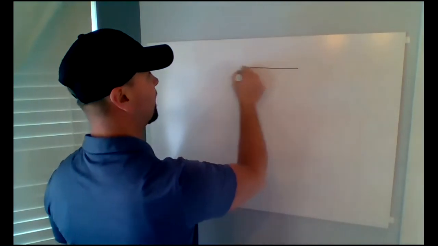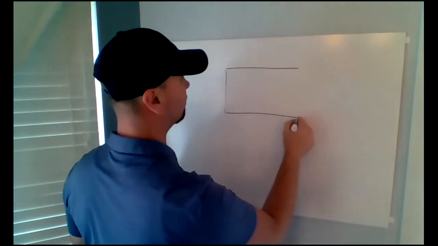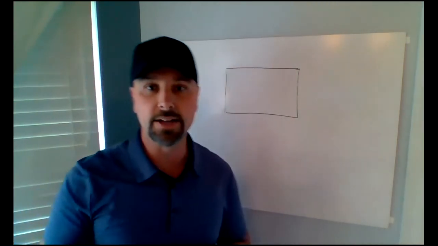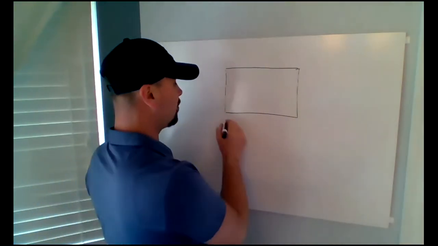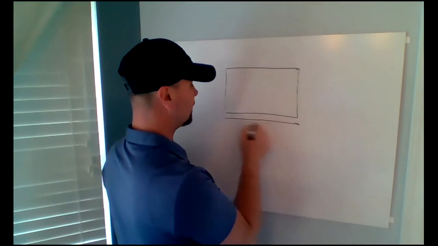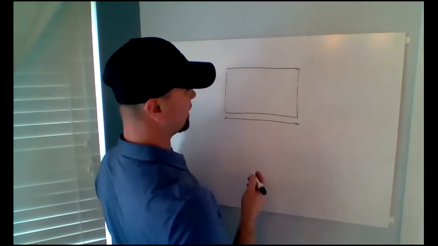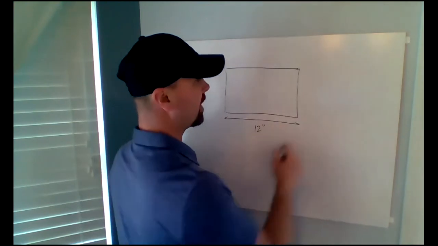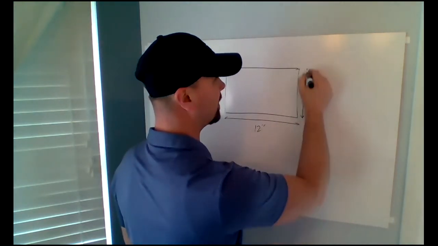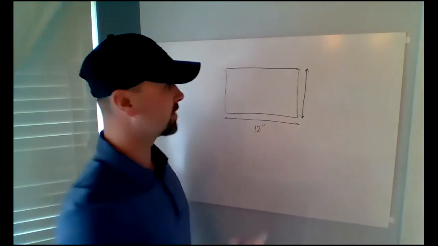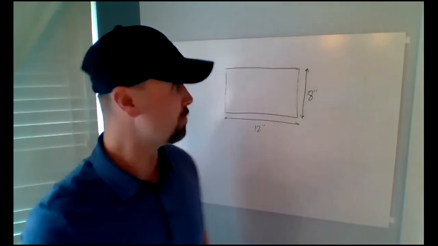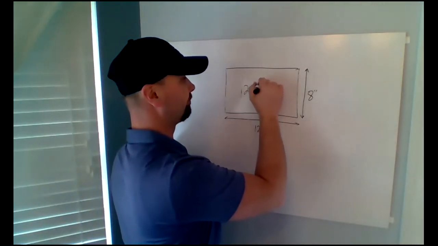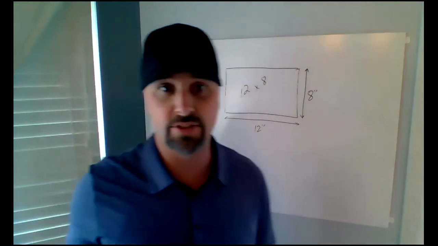I'm just going to take a rectangle here. I could say, hey, go measure that rectangle. Probably, naturally, you would make a measurement this way. Let's say that's about 12 inches. And you very possibly would go ahead and measure it this way as well. Let's say that's 8 inches. You might call it 12 by 8, and that's a good description of it.